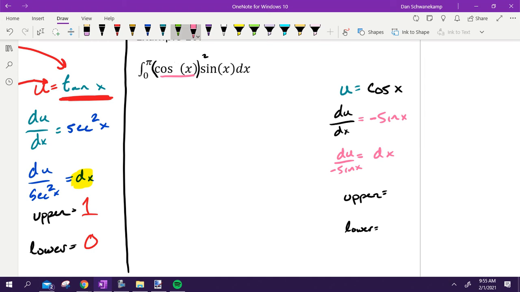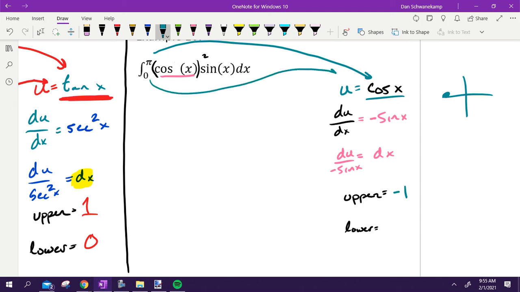To find my upper bound, remember, all you're doing is taking this value and plugging it in. What is cosine at pi going to get me? That is -1. I'm going to take 0 and plug it in. What is cosine at 0 going to get me? +1. It's the x values. So if I look at cosine, it's the x values. That's where I'm getting -1 and 1. Issues to that point?